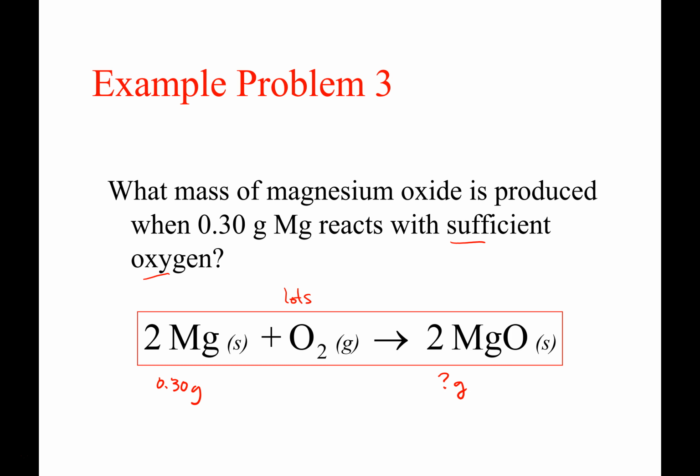Again, we're going to go from grams of magnesium to moles of magnesium. How are we going to do that? Molar mass, yep. Then we're going to go from moles of magnesium to moles of magnesium oxide. How are we going to do that? Stoichiometric ratio. Very good. And then we're going to go from moles of magnesium oxide to grams of magnesium oxide. How are we going to do that? Another molar mass. Yep, that's it.